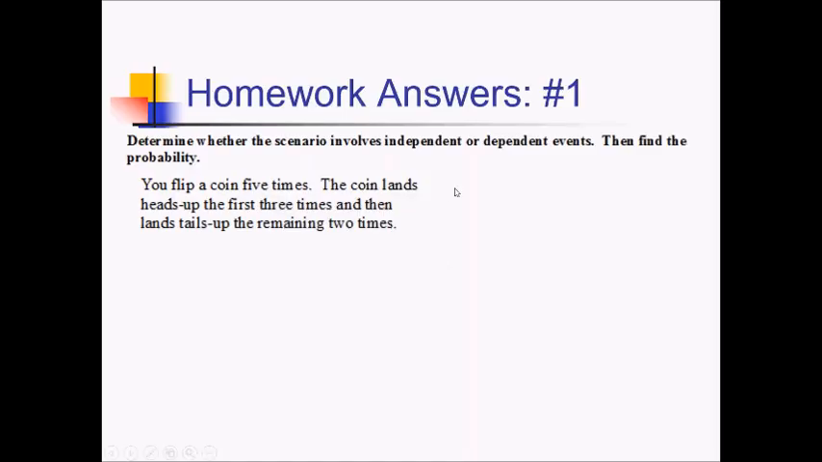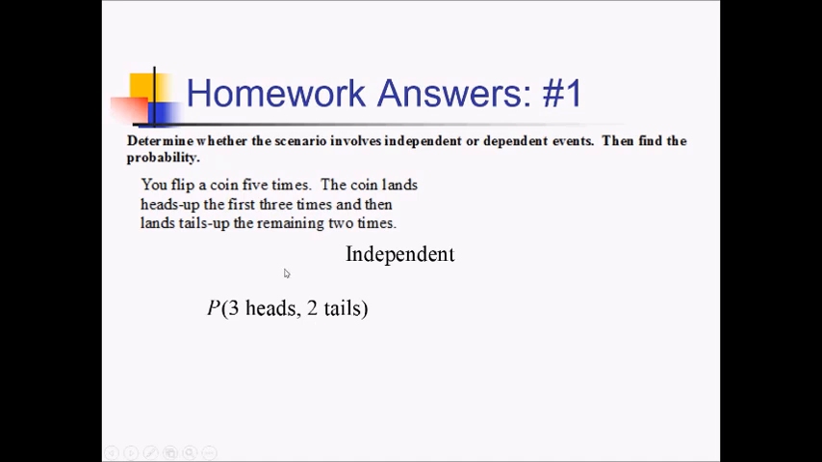On this problem, we want to know if these are independent or dependent and get the probability. So we have flipping a coin, and we're just doing that 5 times. Since when you flip a coin, it doesn't really affect what you get on the subsequent flips, these are all going to be independent events. And in this particular situation, we're looking to see the probability of landing heads up the first 3 times and then tails the next 2.